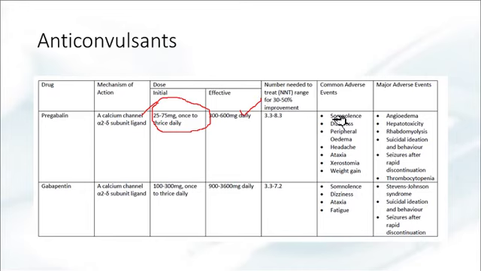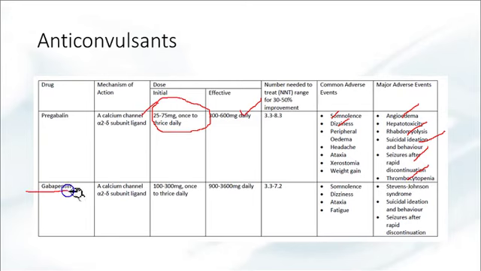Right, and you may note that the patients may complain of somnolence, dizziness, peripheral edema, headaches, ataxia, xerostomia, and weight gain. Some patients may have angioedema, which can be extremely severe, hepatotoxicity, rhabdomyolysis. They may have suicidal ideation, and seizures may begin after rapid discontinuation, and they may also have thrombocytopenia.